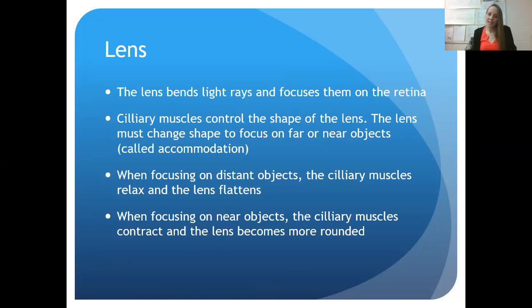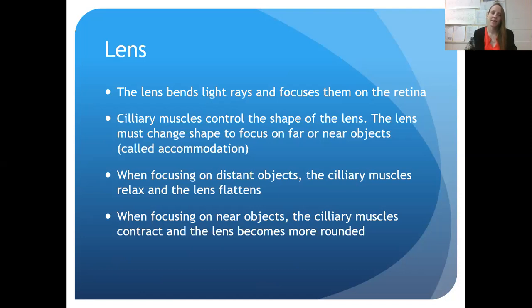So the retina is at the back of the eye. The light is going to be bent to what's called the fovea centralis. It's like the prime location for sight on the back of the eye. So the lens is going to bend all of the light that comes through the pupil towards that spot on the retina.